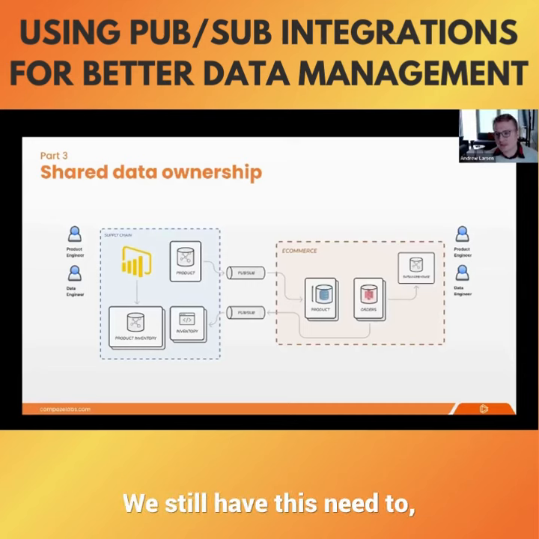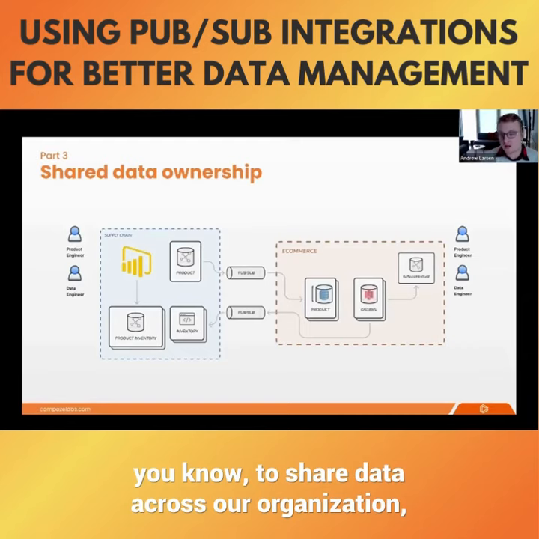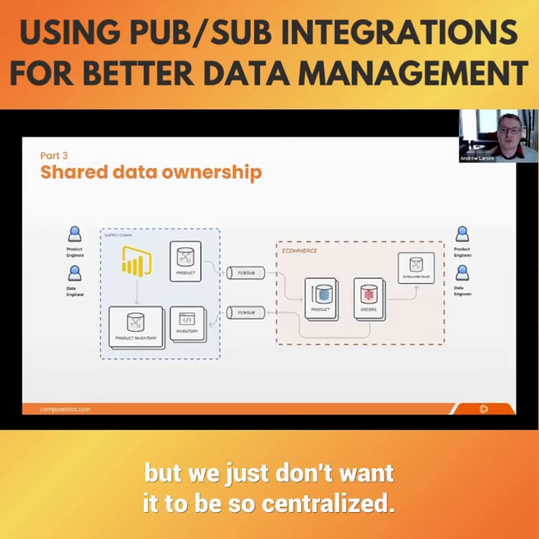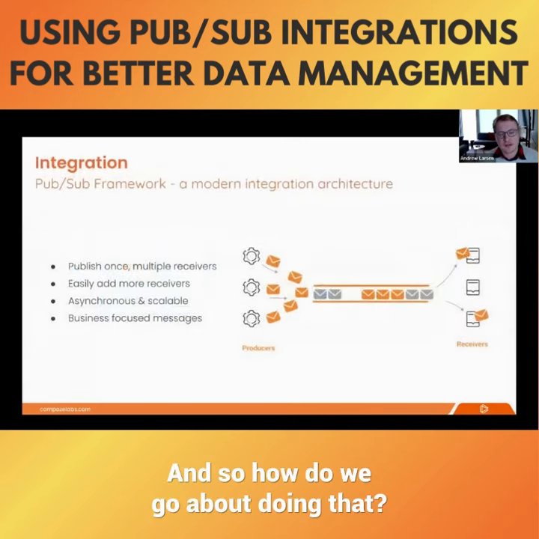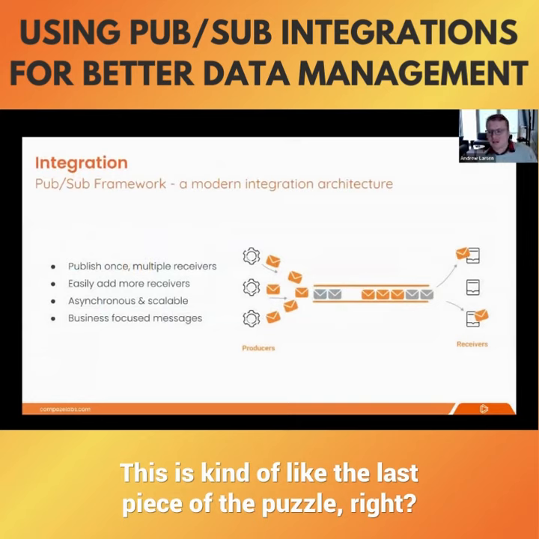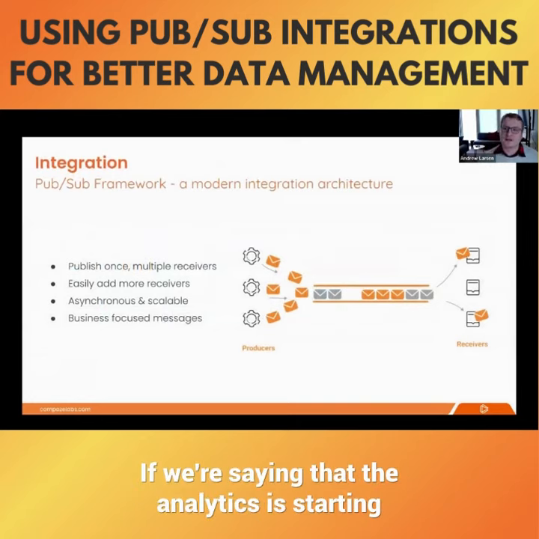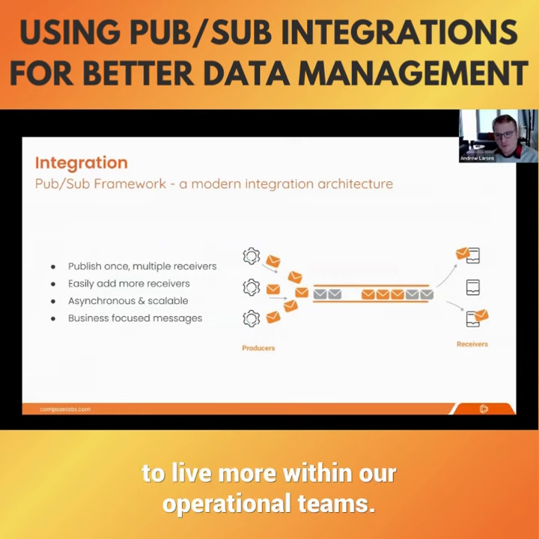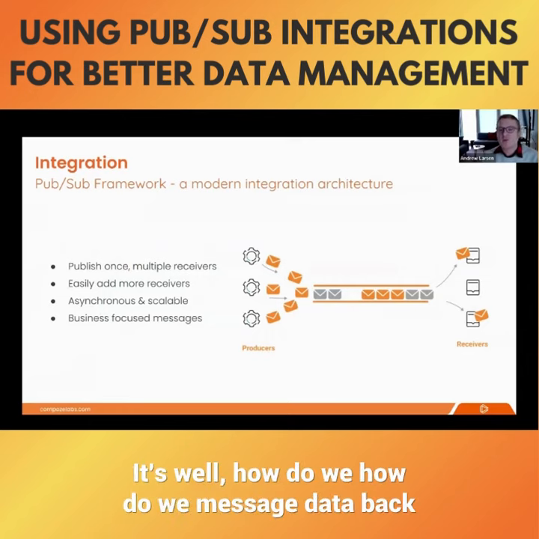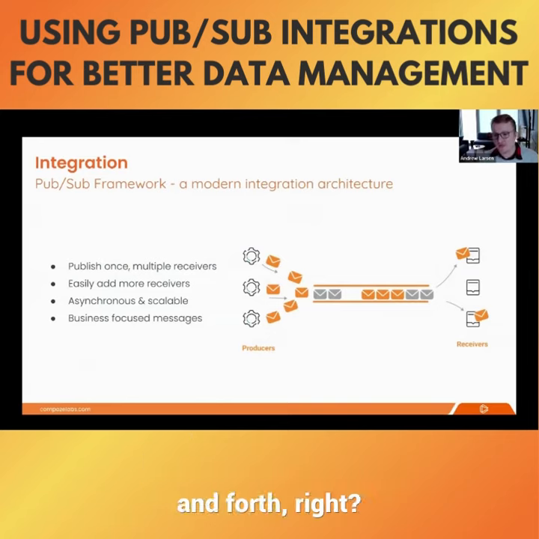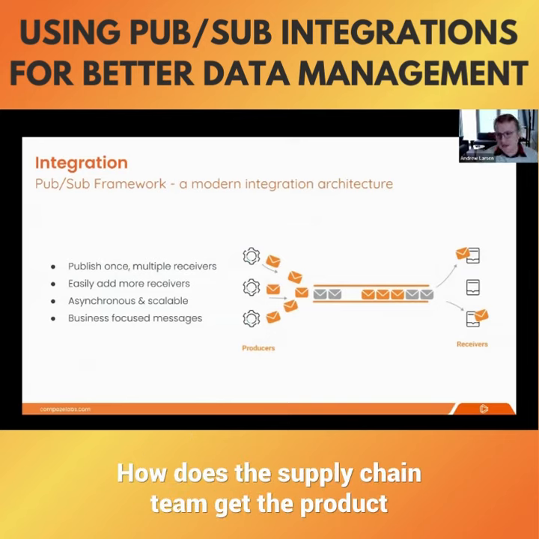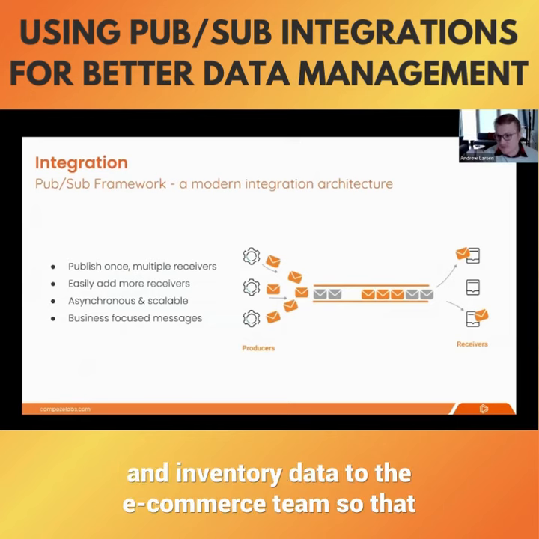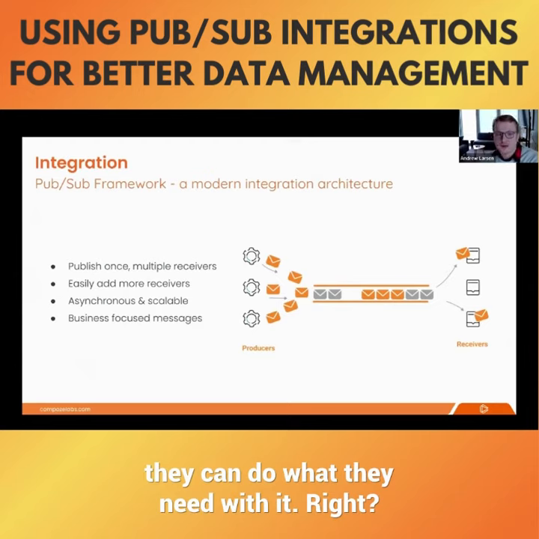We still have this need to share data across our organization, but we just don't want it to be so centralized. And so how do we go about doing that? This is kind of like the last piece of the puzzle, right? If we're saying that the analytics is starting to live more within our operational teams, well, how do we message data back and forth, right? How does the supply chain team get the product and inventory data to the e-commerce team so that they can do what they need with it, right?